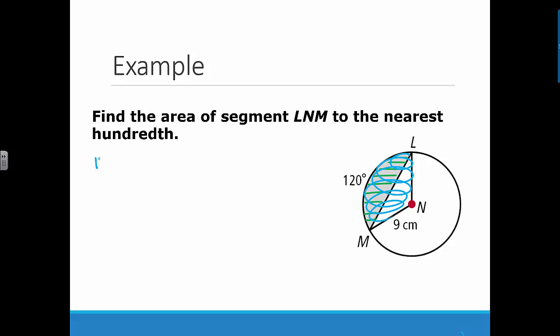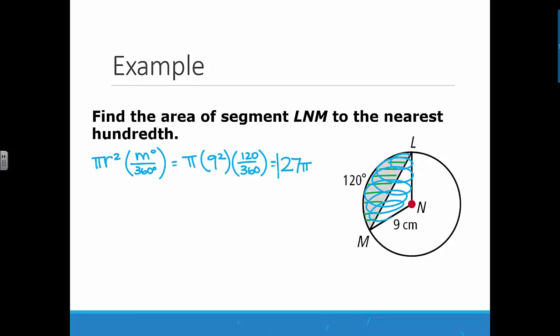In order to do that, remember you're going to do pi r squared and then multiply it by however many degrees we have divided by the total. So pi times our radius, which is 9, squared. And then this is 120 degrees out of the total 360. So when we type this into our calculator, 9 squared is 81, and then 120 divided by 360 is 1/3, so we'll multiply it by 1/3. We end up with 27 pi.